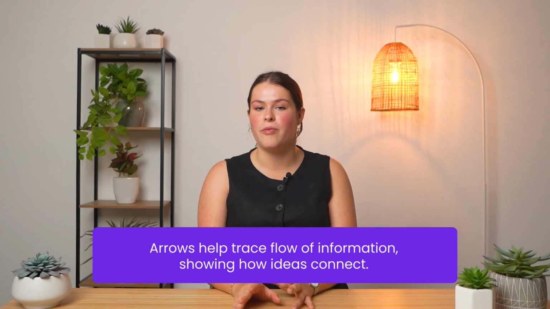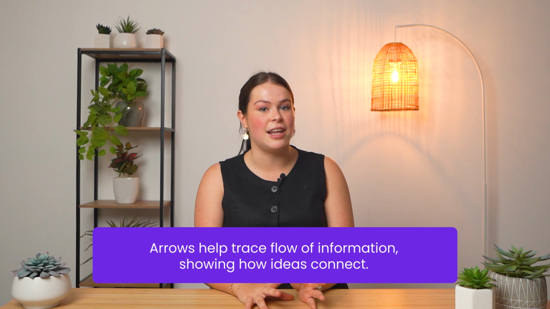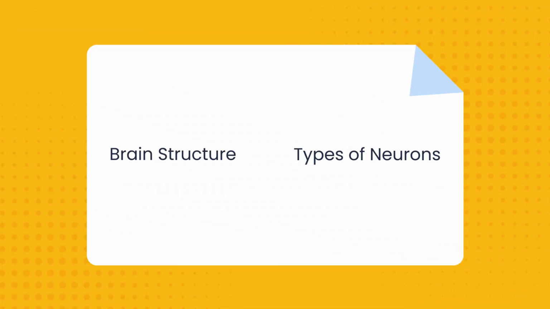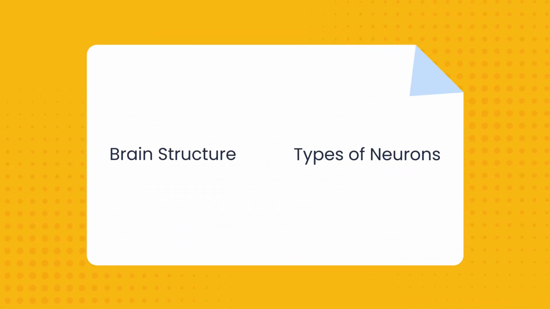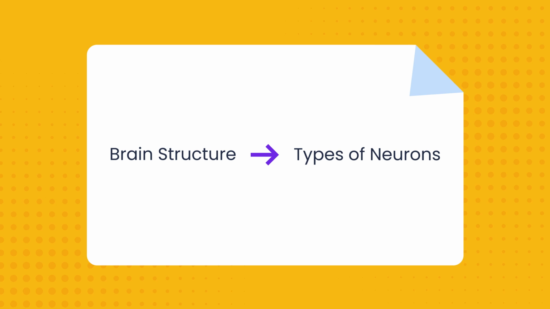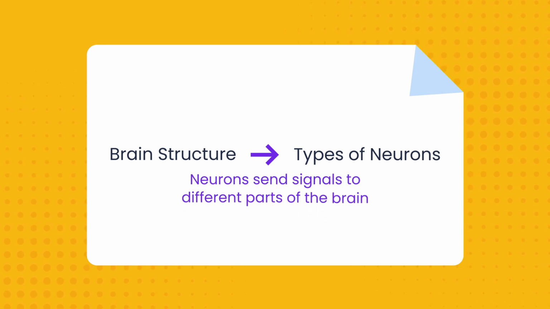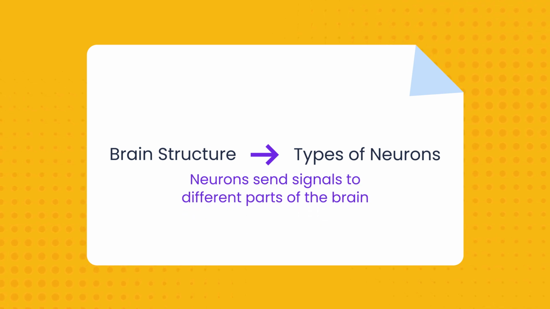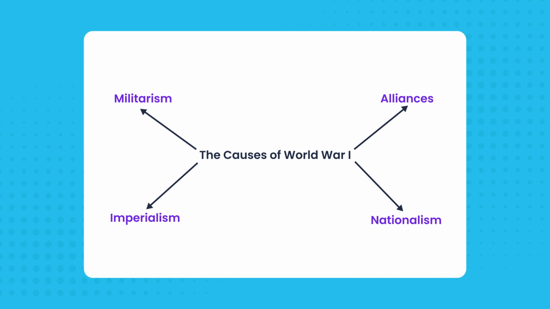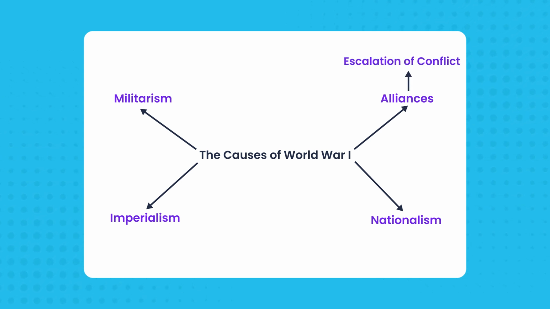Let's start with arrows. Arrows help you trace the flow of information and understand how one idea leads to another. Instead of just placing brain structure and types of neurons next to each other, an arrow might connect them with the phrase neurons send signals to different parts of the brain to explain their relationship. If you're mapping out causes of World War I, arrows might connect alliances to escalation of conflict, showing how alliances between countries led to a larger war.